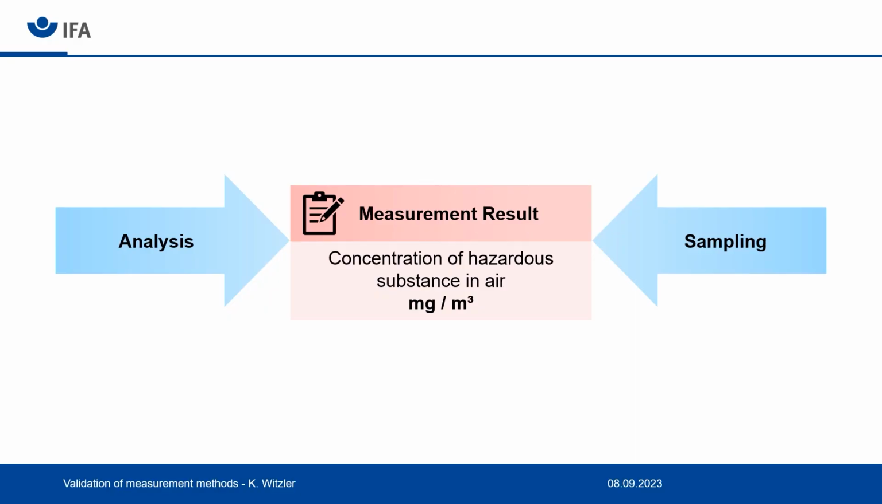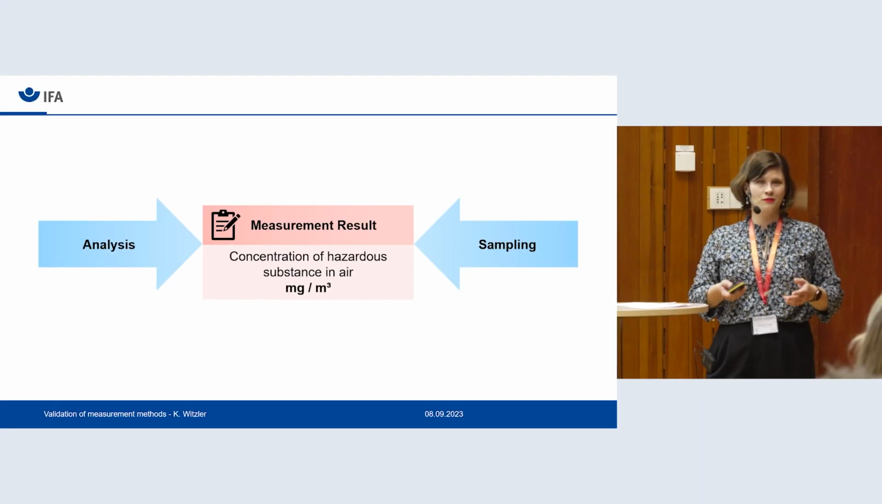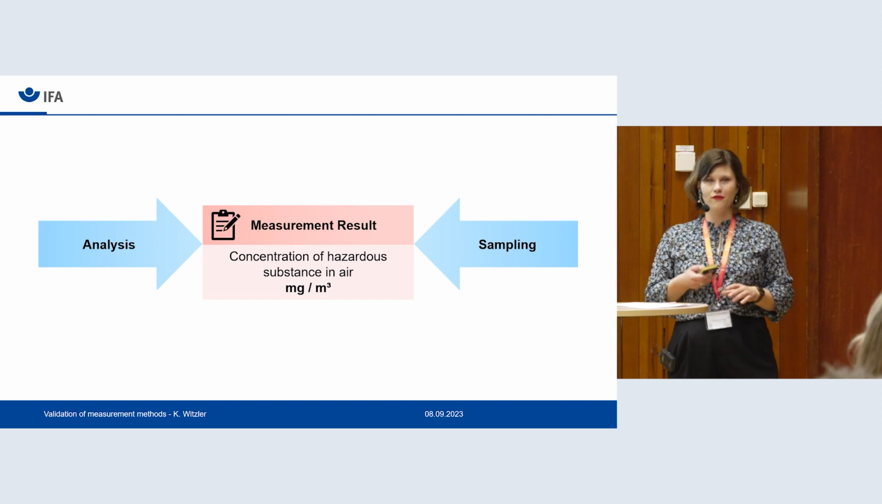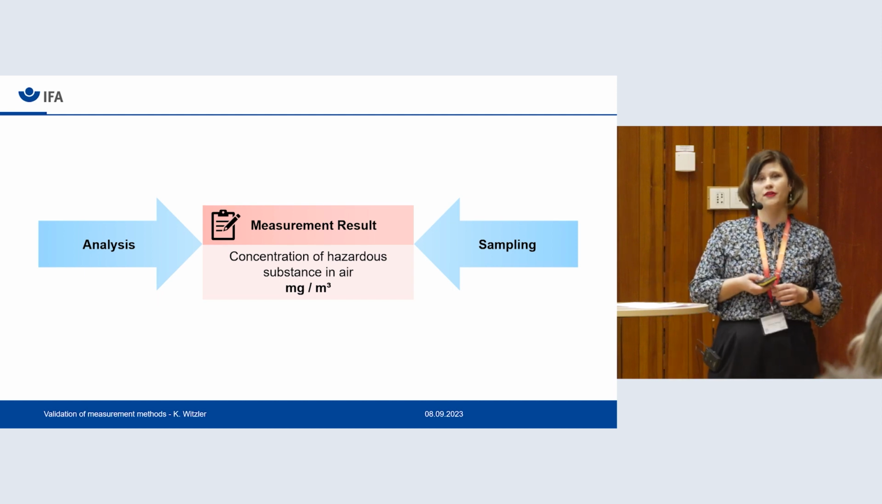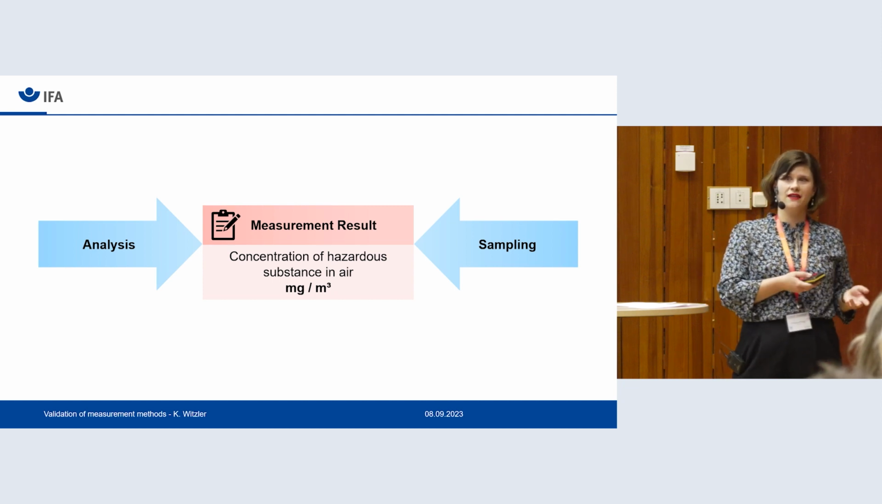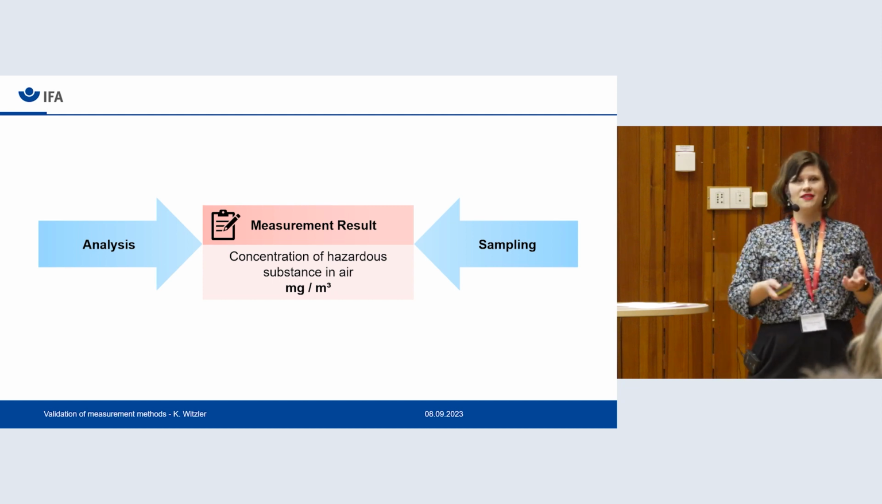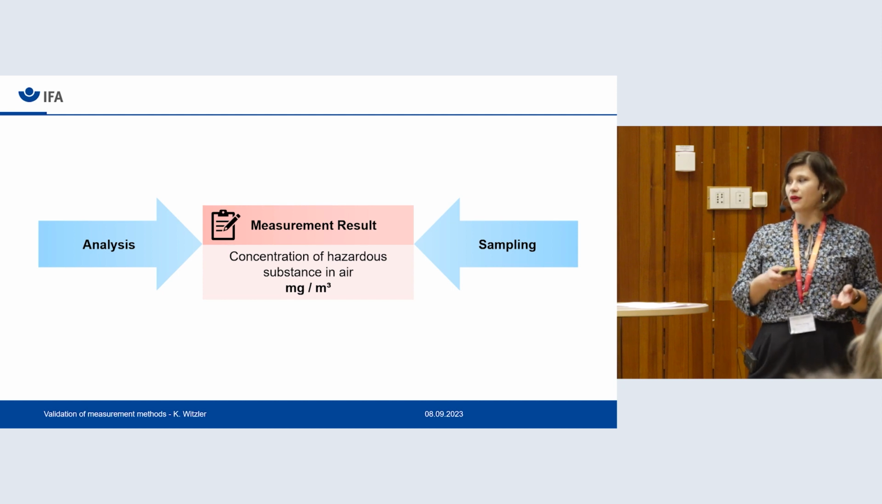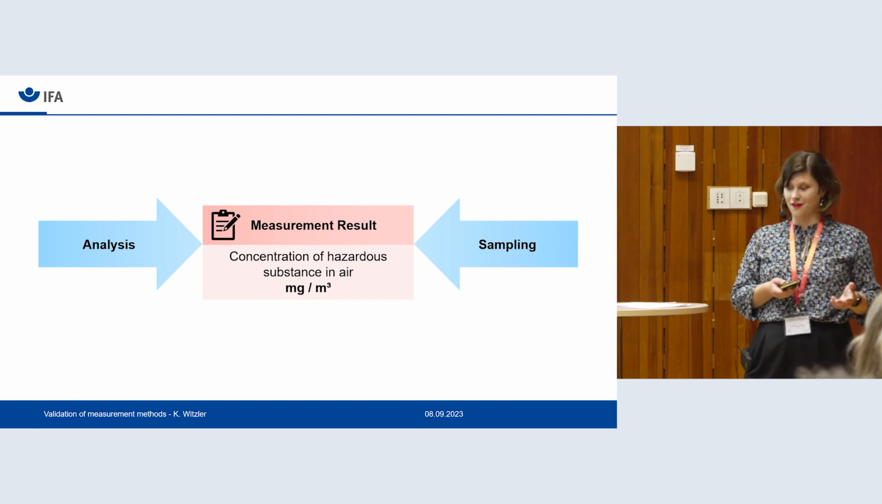If you focus on the measurements of workplace air for risk assessment, you have one number in the center, which is the measurement result, usually given as weight per volume, for example, as a milligram per cubic meter. And this is the number that will determine if we're exceeding a limit value or not. This measurement result is influenced by analysis and the sampling parameters.